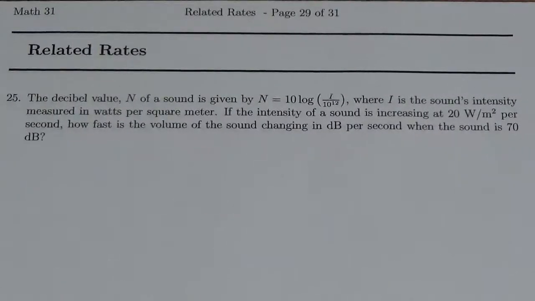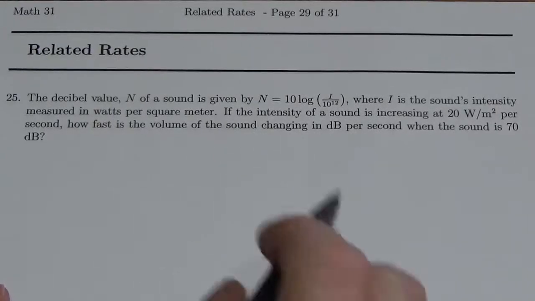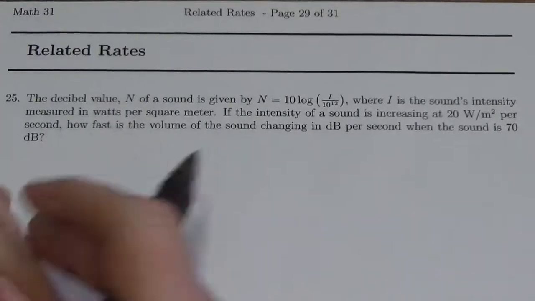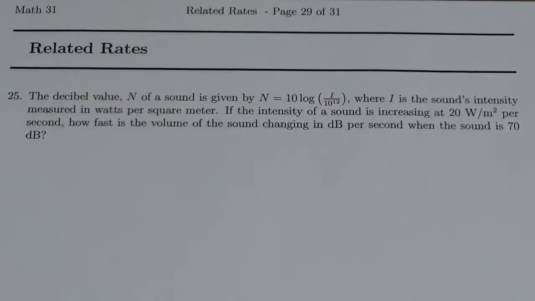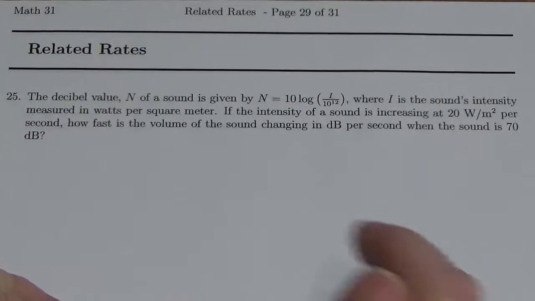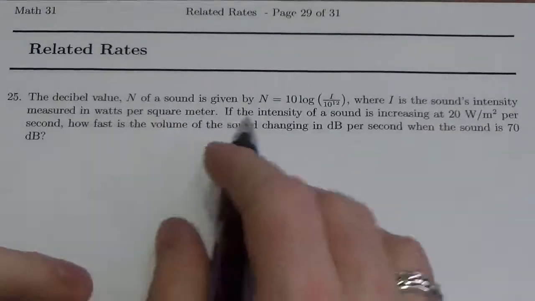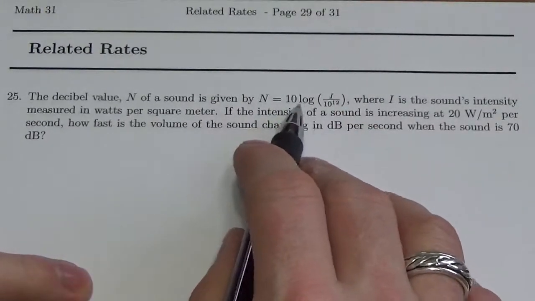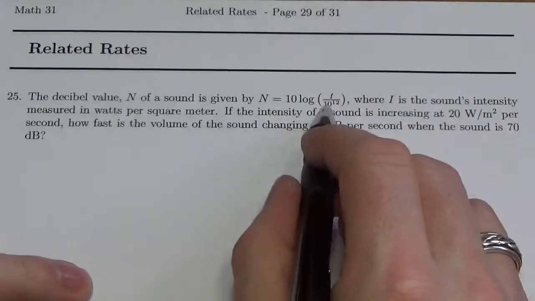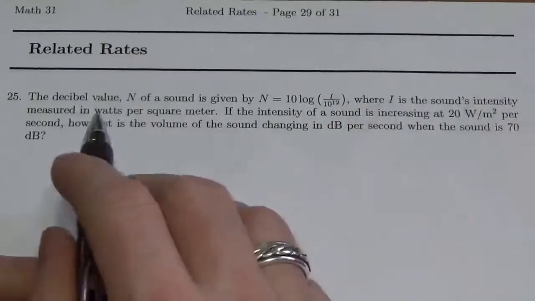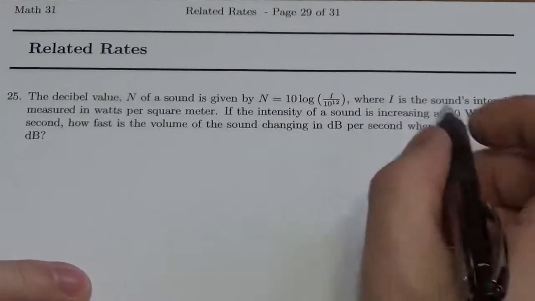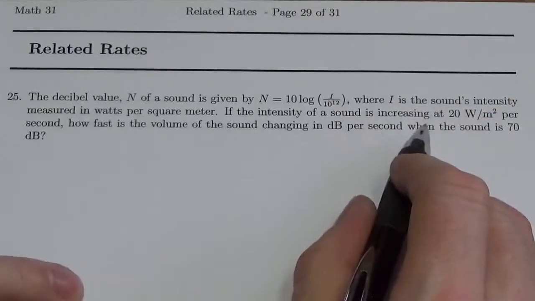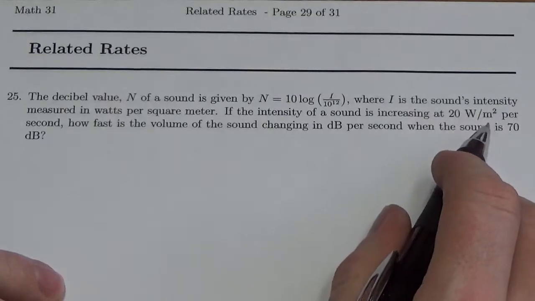All right, now in this question, the issue here isn't really the developing of the equation, because the equation's given to you. This is really just an example of a question where the function is a little bit different, requires a different sort of derivative. So the decibel value N of a sound is given by N equals 10 common log of I divided by 10 to the minus 12, where I is the sound's intensity measured in watts per square meter. So if the intensity of a sound is increasing, here we go, here's our rate. The intensity is increasing at 20 watts per meter squared per second.